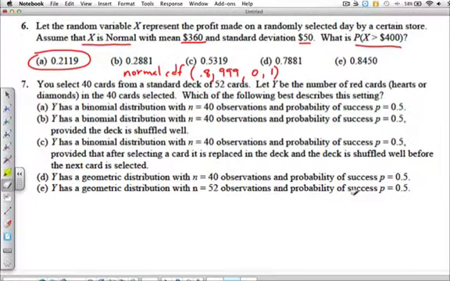All right, number 7, you select 40 cards from a standard deck of 52 cards. If Y represents the number of red cards, hearts or diamonds, in the 40 cards selected, which of the following best describes this setting? All right, so this is interesting because we have 40 out of the 52 cards, but we have Y being the event that the card is red. I know about half of the cards in the deck are red. I know it's success or failure, so it's binary.